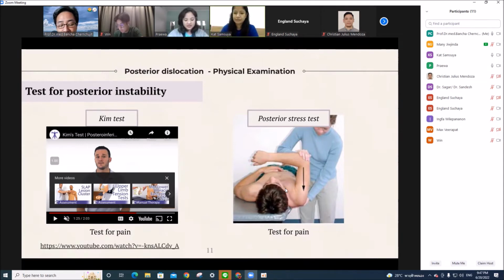Next, we can do the posterior stress test. It is the same as for posterior apprehension. So we just put it down.